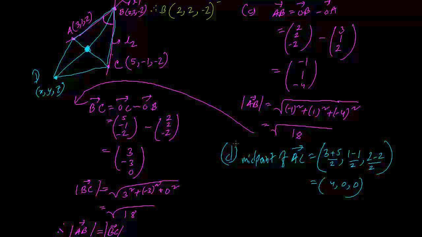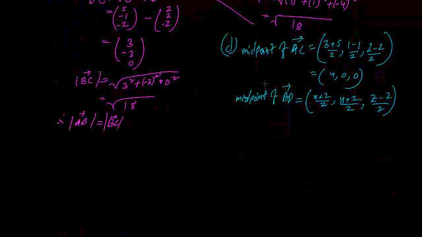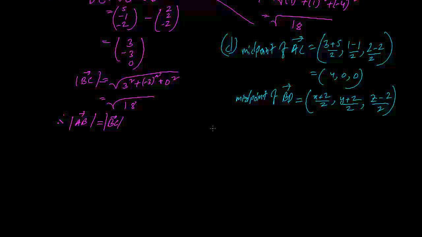Now let's find the midpoint of BD. We don't know what D is, so it is x, y, z. So the midpoint is x plus 2 by 2, then y plus 2 by 2, and z plus minus 2, that means z minus 2 by 2. So we found both the midpoints, and we know for a parallelogram the midpoints are the same. The diagonals meet at the same point, they bisect each other.